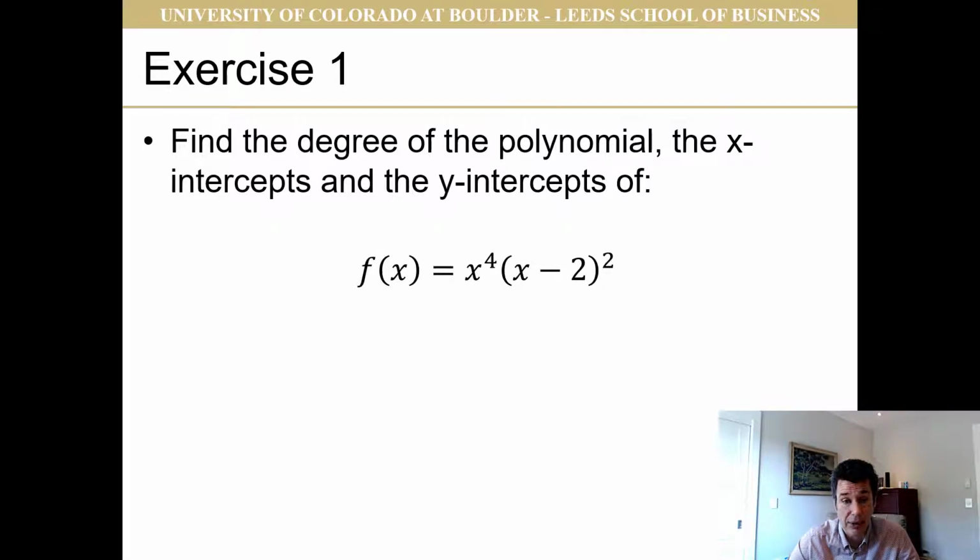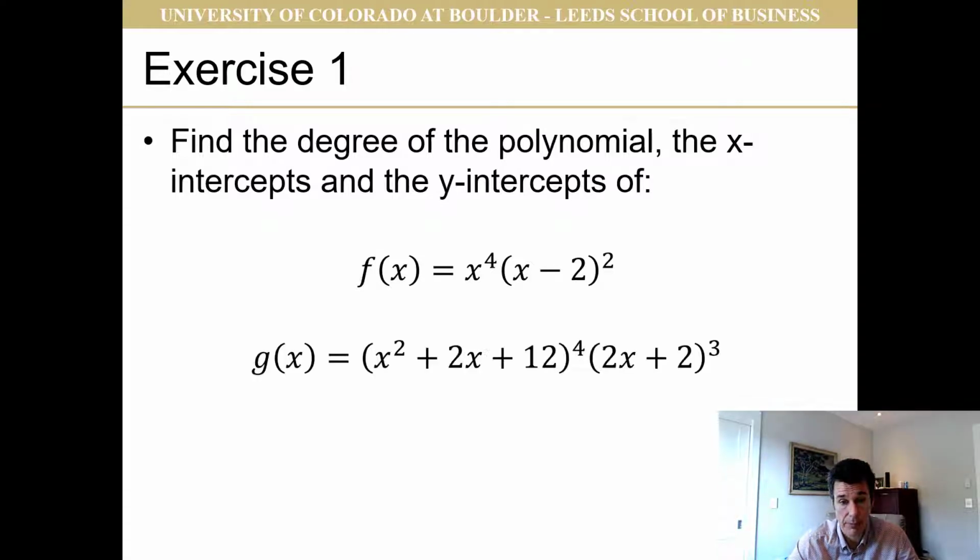The x-intercepts are where the function is 0. Well, we can see we've already factored this polynomial. So the function is 0 at 0, and the function is 0 at 2. So those are our x-intercepts. The y-intercept is when x equals 0. And again, the y-intercept here is 0.